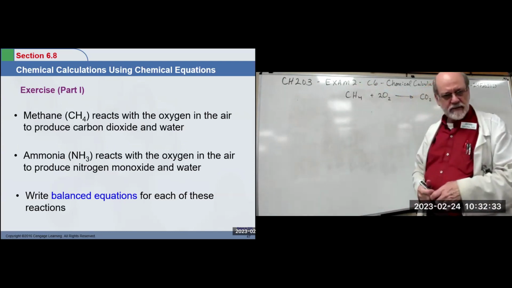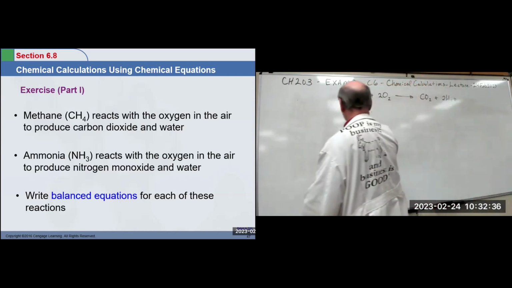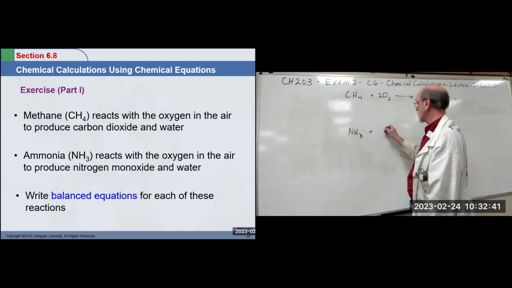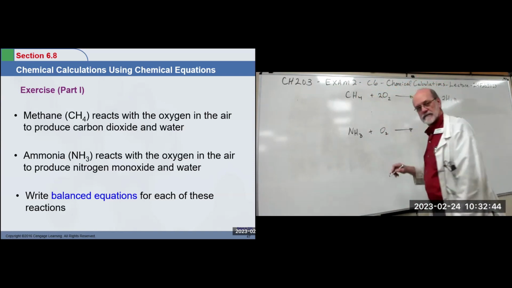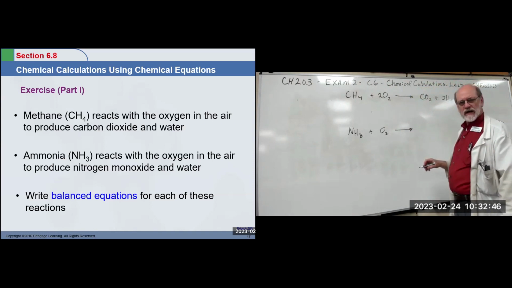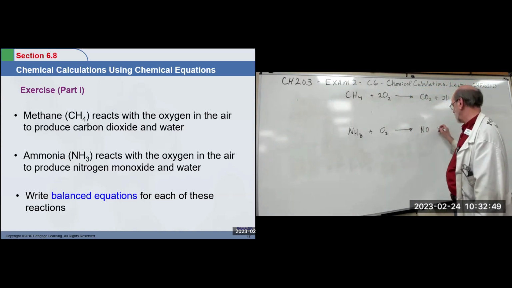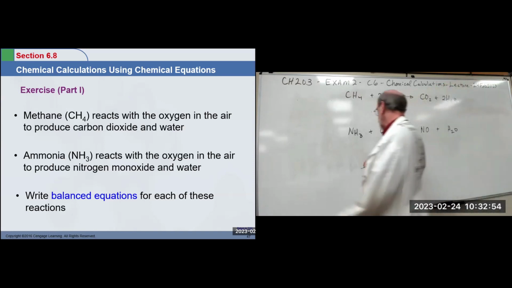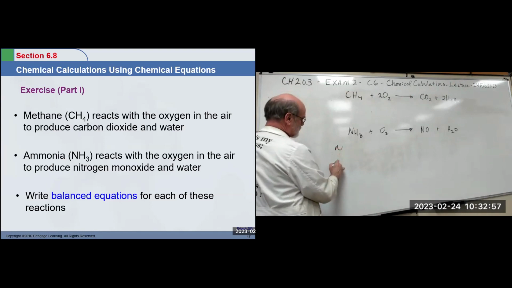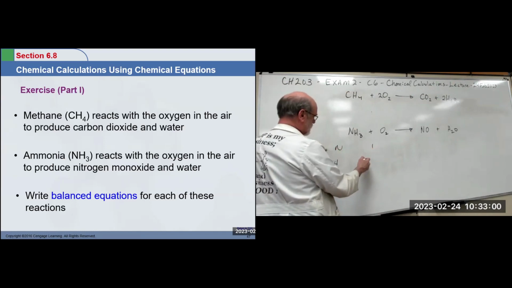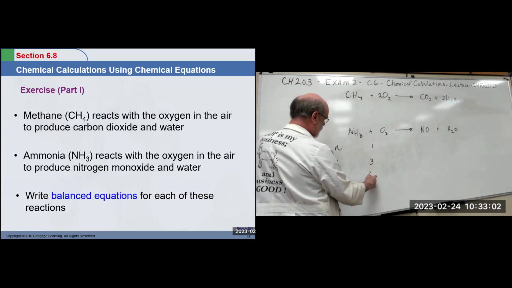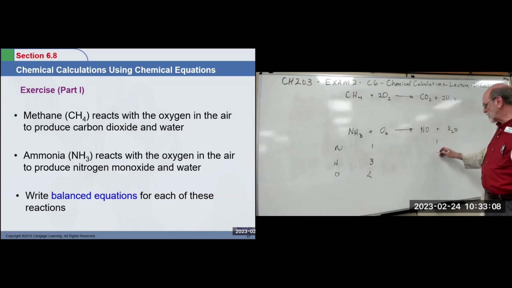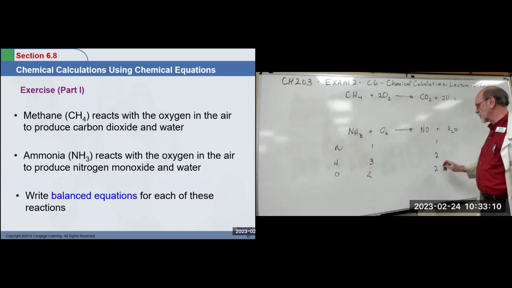Now let's do the other one. Ammonia, NH3, plus what? Reacts with oxygen to produce what? Nitrogen monoxide plus water. Okay, so we set up our budget. There's nitrogen, hydrogen, oxygen. 1 nitrogen here, 3 hydrogens, 2 oxygens. On this side, we have 1 nitrogen, 2 hydrogens, and 2 oxygens.